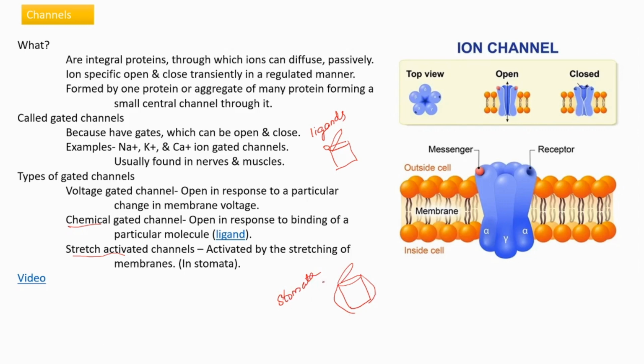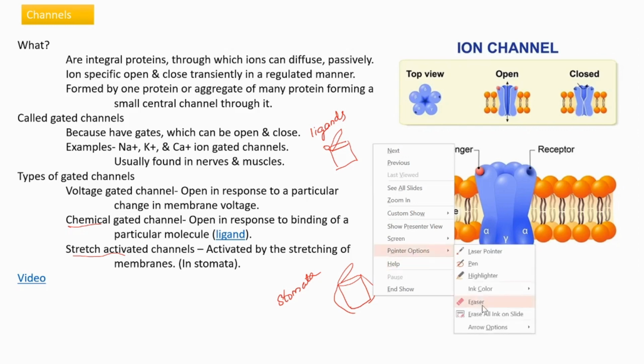Stomata is an example of a stretch activated channel. We know that stomata regulate transpiration, which is the release of excess water present in the leaves, right? We know that, and I don't need to explain about the stomata. Stomata is an example of a stretch activated channel. Next, I am going to show you one video in which you can see almost all types of channels.